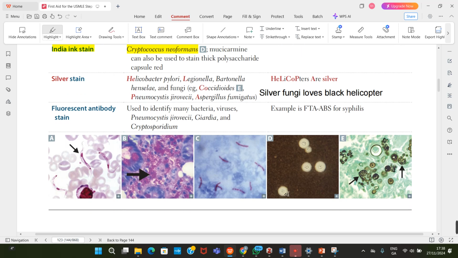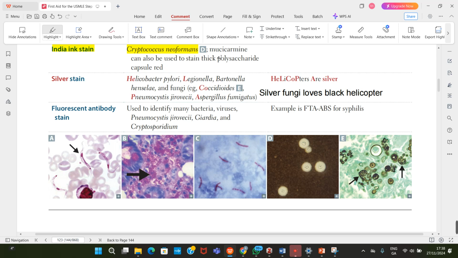And this is the Indian ink. You just see a chocolate background with some white colonies. So once you see these white colonies with a chocolate background, this is Cryptococcus neoformans. And all this white stuff that we are seeing is the capsule of the Cryptococcus that is being outlined.